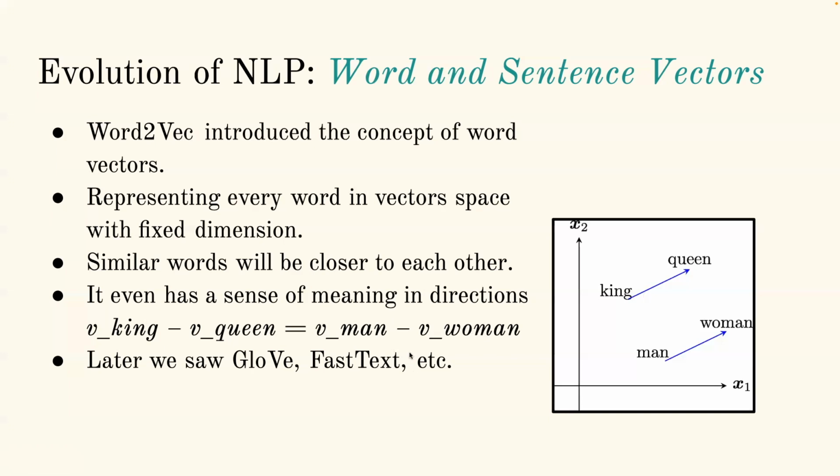After Word2Vec came up, we also saw a lot of other word embeddings. The famous ones are GloVe and fastText.